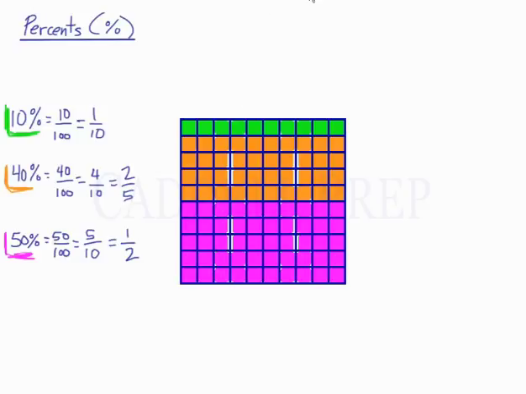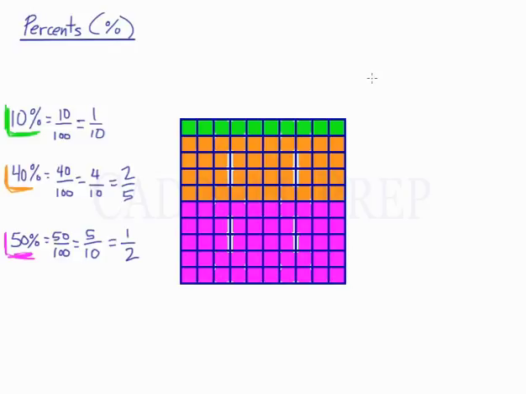So if I just outline 1/2, we have this top half, which is made up of green and orange squares, and this bottom half, which is exclusively pink squares. So you see 50% equals 1/2. So we actually covered how to change percents into fractions. To change a percent into a fraction, we're just simply going to write that number over 100 and then reduce it if possible.